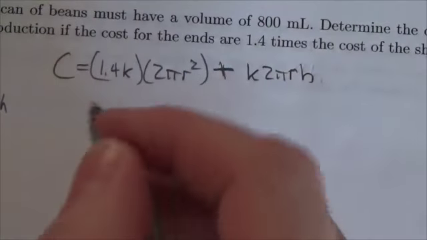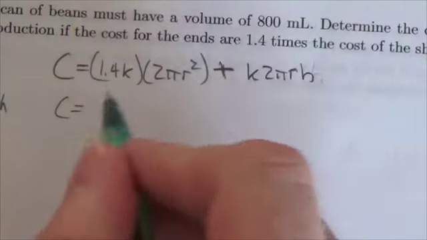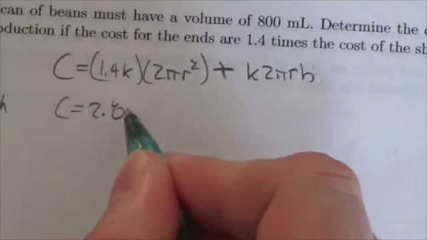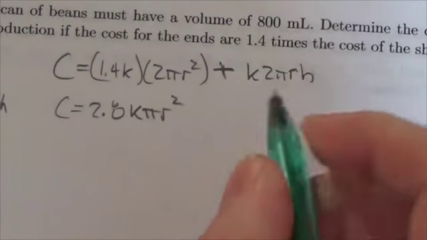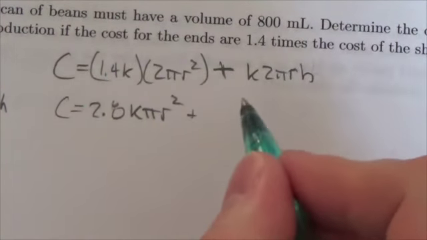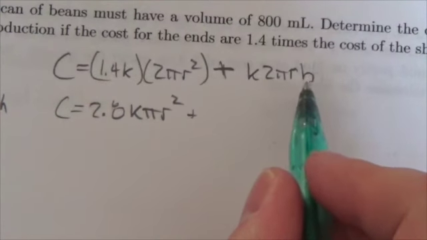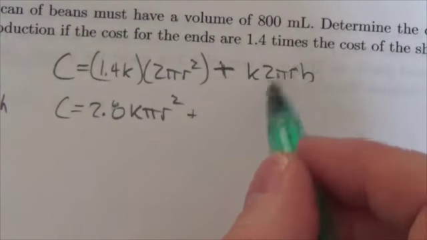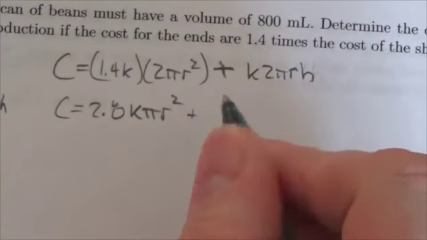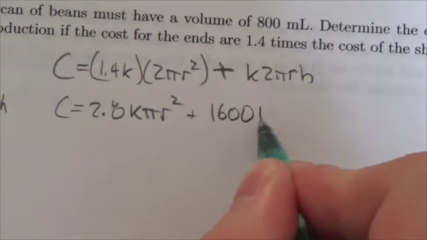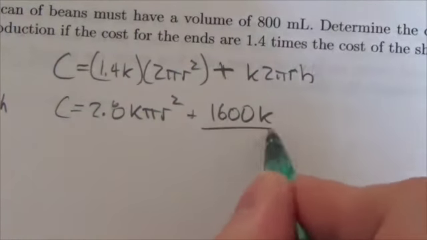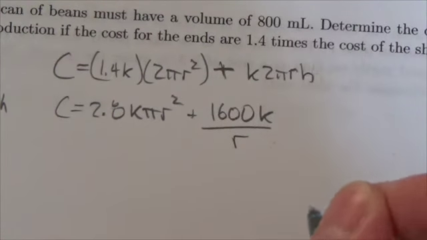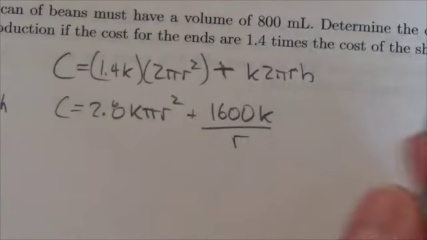So now C is going to equal, well, I'm going to simplify this just a little bit. It's going to be 2.8 K pi r squared plus, now I'm going to plug in 800 for h. The pi and the r are going to cancel, so this is going to end up being 1600 K all over r. And I'm just going to double check that that's actually correct, because I did that kind of in a hurry, and no, that looks right here.